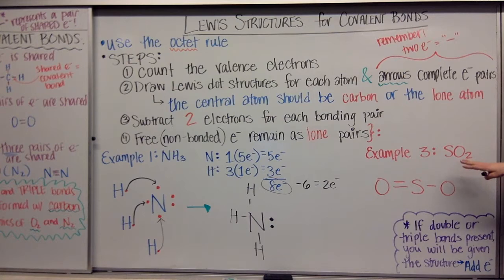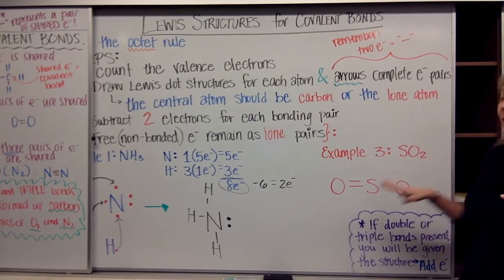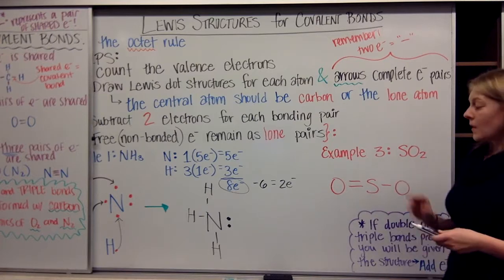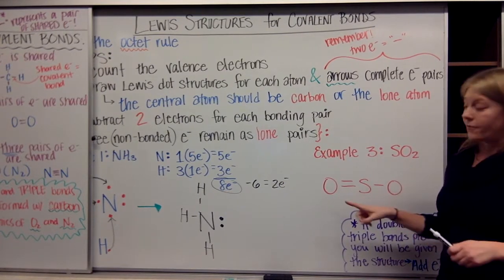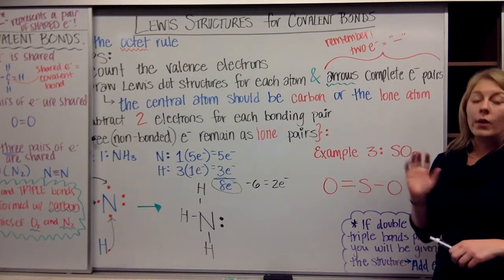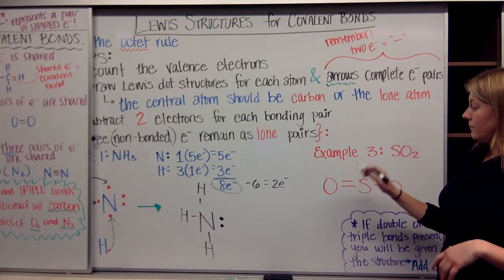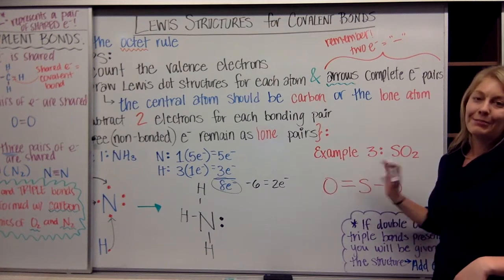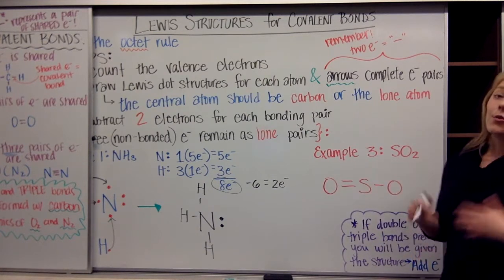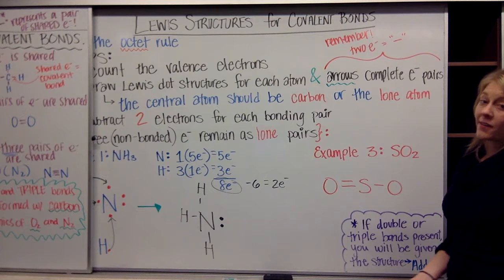Over here, SO2, you'll notice that this one I've already drawn for you. If there's a double or a triple bond involved, like there is here, we'll actually draw this out for you. All you have to do is fill in the valence electrons where they go.